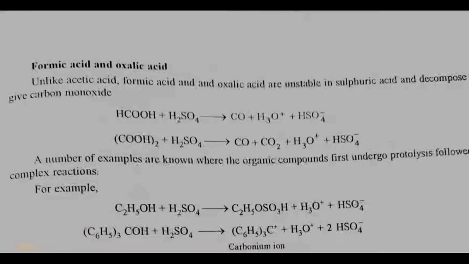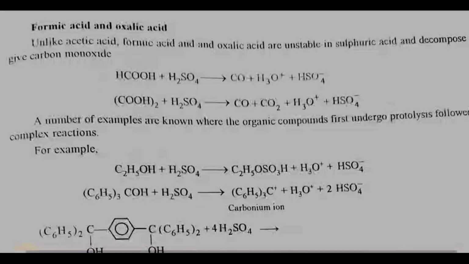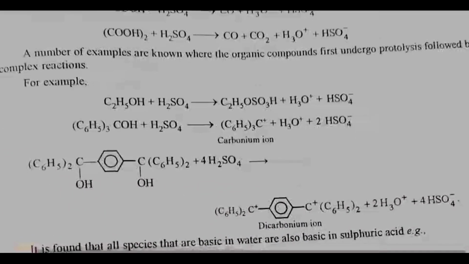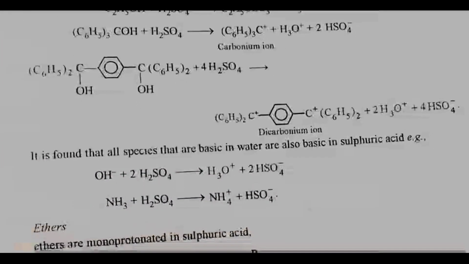Unlike acetic acid, formic acid and oxalic acid are stable in sulfuric acid and decompose to give carbon monoxide. HCOOH + H2SO4 = CO + H3O+ + HSO4-. A number of examples are known where the organic compounds first undergo protolysis followed by complex reactions. For example, C2H5OH + H2SO4 = C2H5OSO3H + H3O+ + HSO4-.